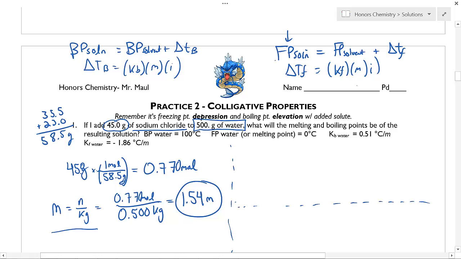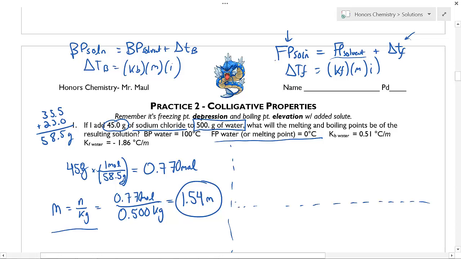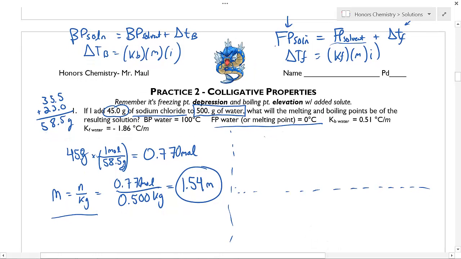What we need to start with is the freezing point of the solvent, whatever that solvent is. In this case, it's water. I look in the problem, and it says the freezing point of water is 0 degrees Celsius. Then I also need to know this little delta Tf, the change in temperature due to the solute I've added. So we're going to start there and solve for delta Tf.